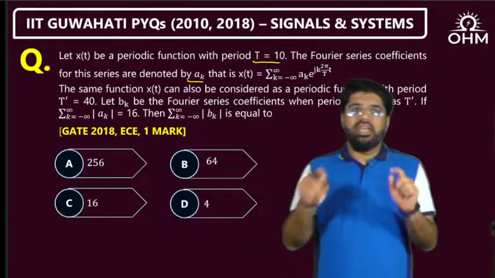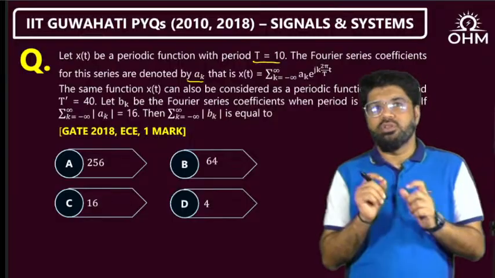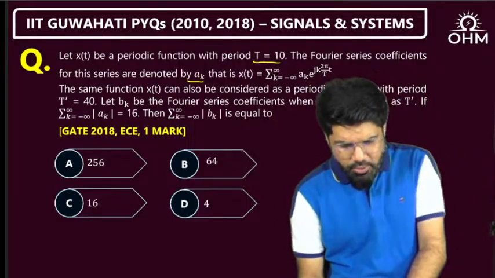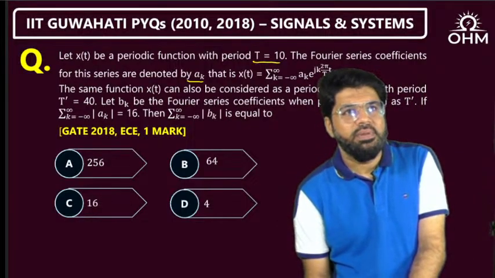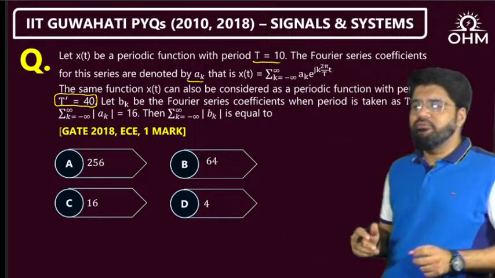The same function x(t) can also be considered as a periodic function with the period T' equal to 40. So they are trying to change the period. Okay, how much is the period they have mentioned? With the period T' equal to 40. It should be looking like the same function.